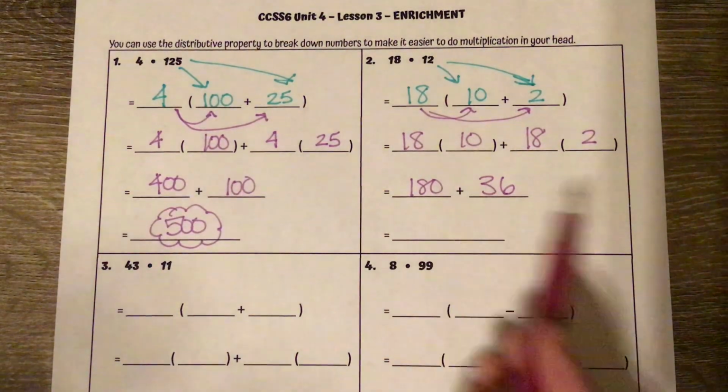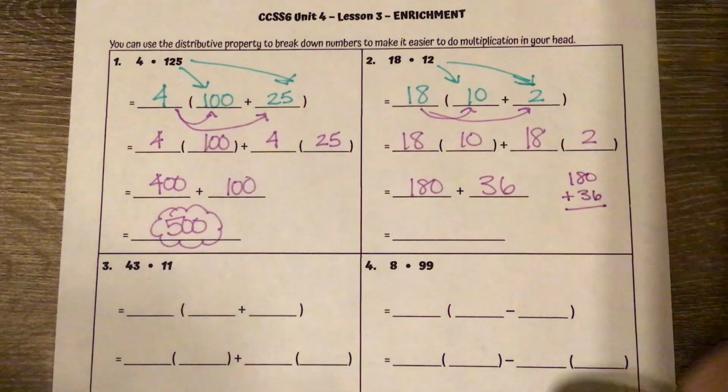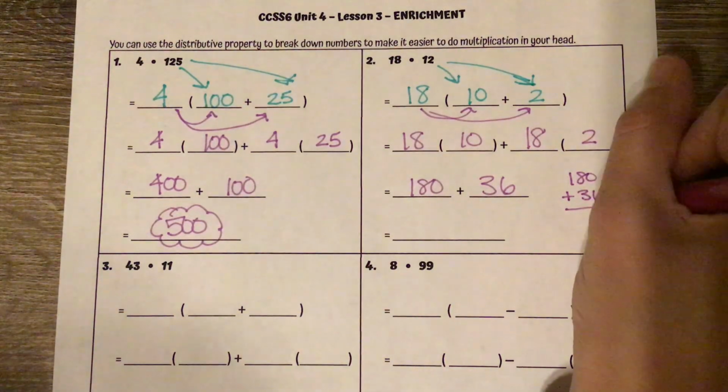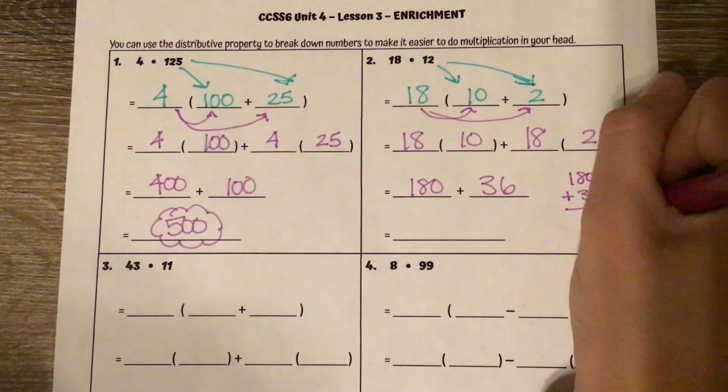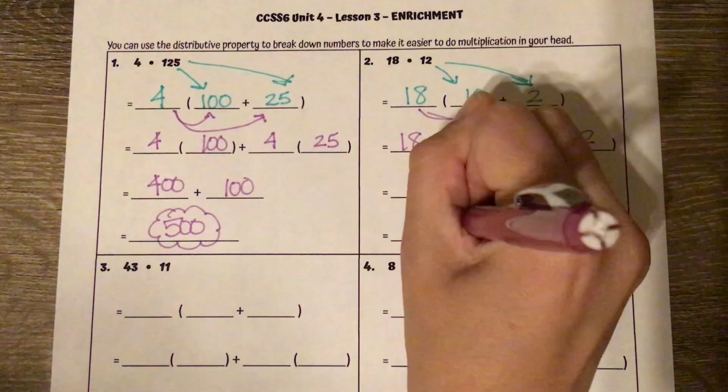And then add. If you can add in your head, great. If you need to write it down on the side of the paper, go ahead and do that. 0 plus 6 is 6. 8 plus 3 is 11. Carry the 1. We get 216.